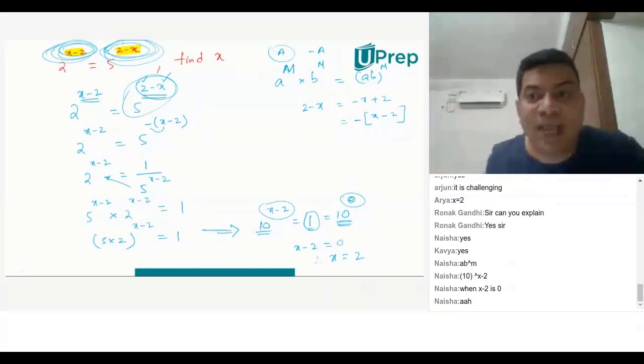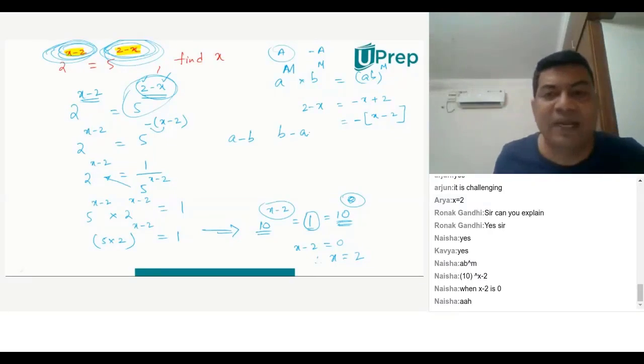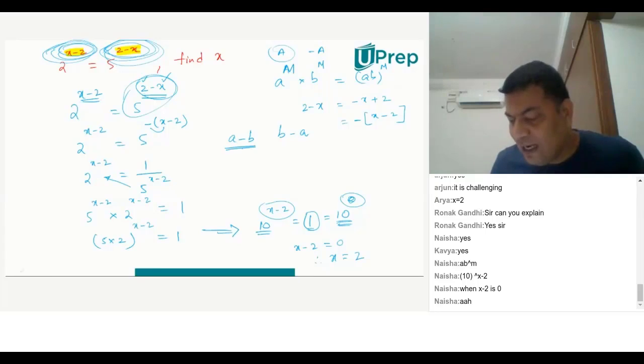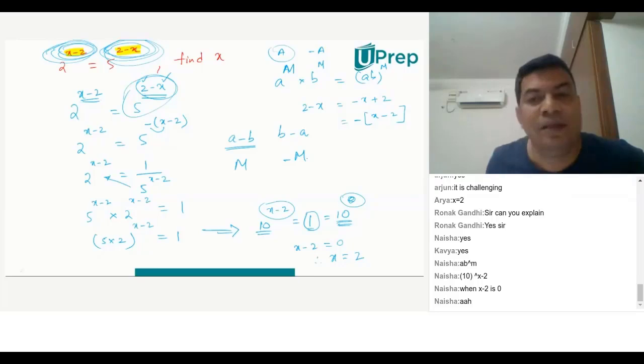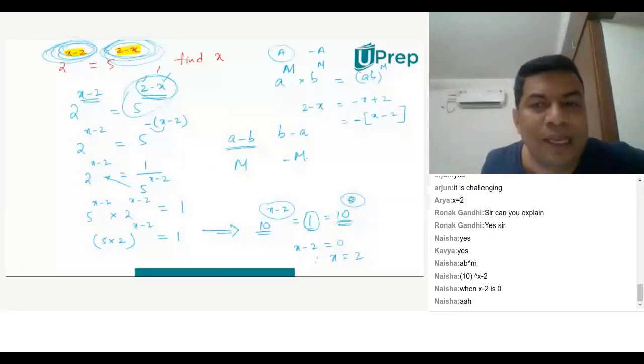Able to see numbers like that. When I see a minus b and b minus a, what is the difference between a minus b and b minus a? If a minus b is monkey, b minus a is minus monkey. Yes or no?